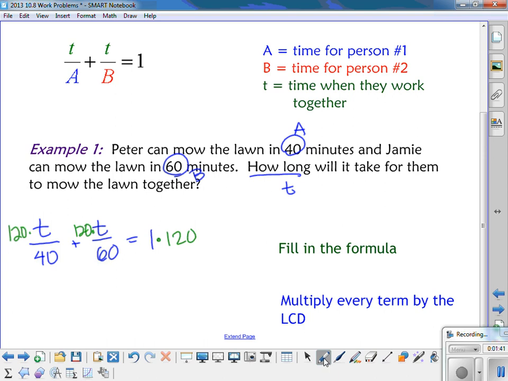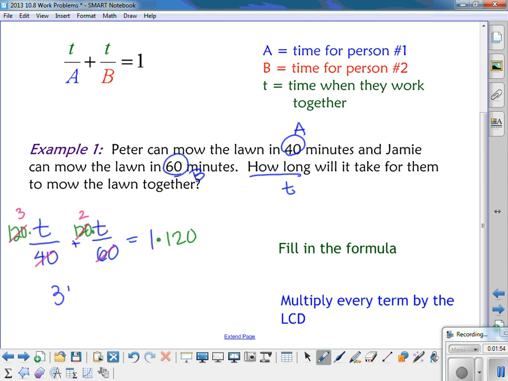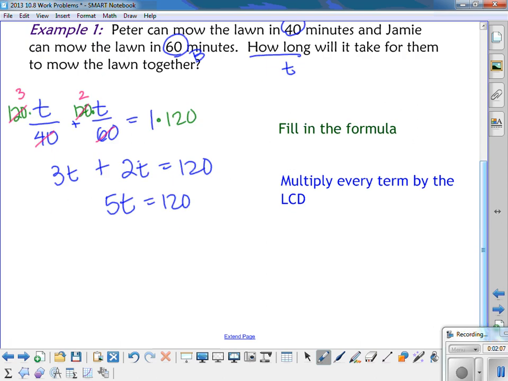All right, then I can reduce. So 40 goes into 120 3 times, and 60 goes into it 2 times. All right, so then after I reduce it, I'm left with 3T plus 2T equals 120. So you combine your like terms, 5T equals 120, and then we just divide by 5, and we get that the time is 24 minutes.